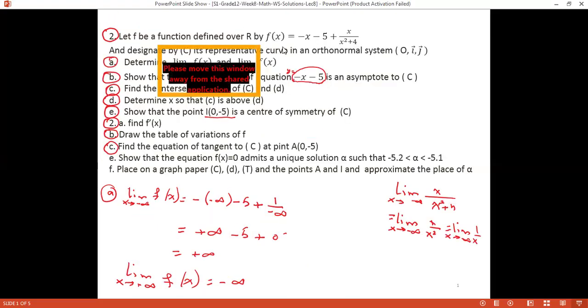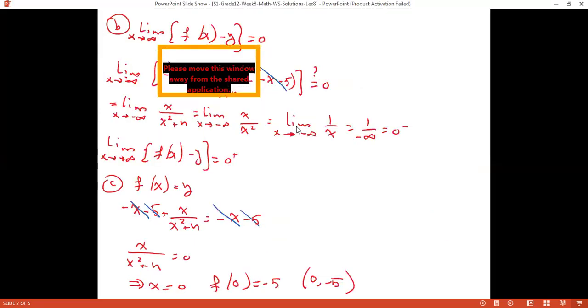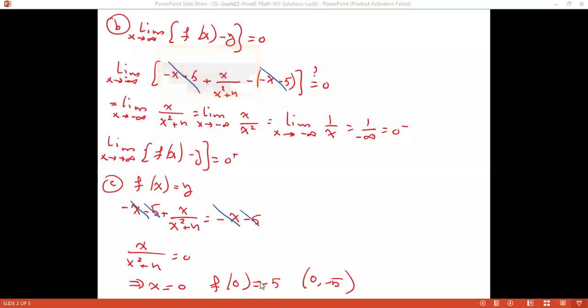After finding x, we replace it in the original function, so we get f of 0 equals minus 5. So the point of intersection between the curve and the oblique asymptote is (0, minus 5).